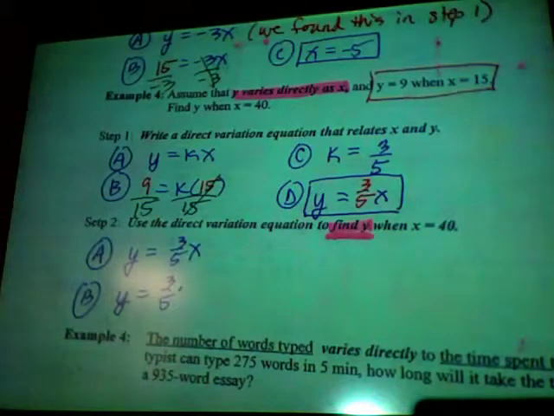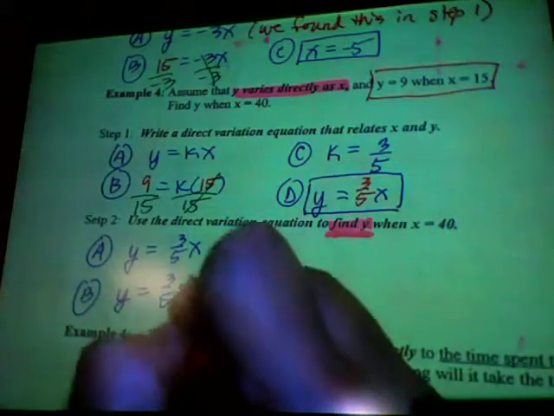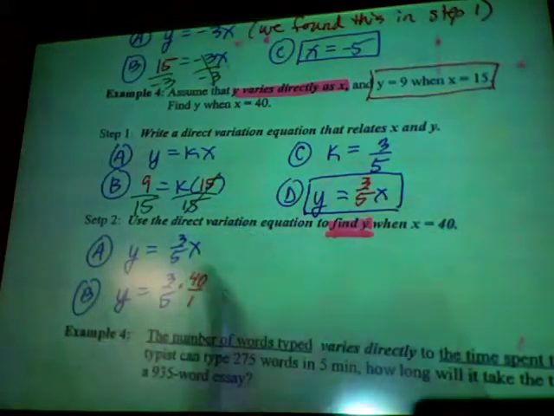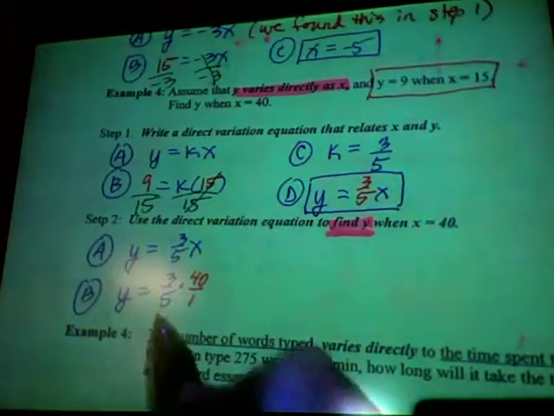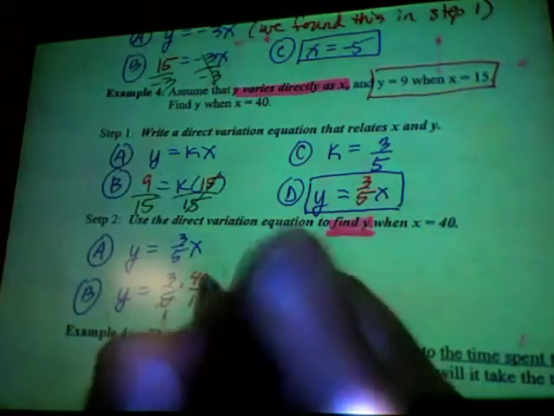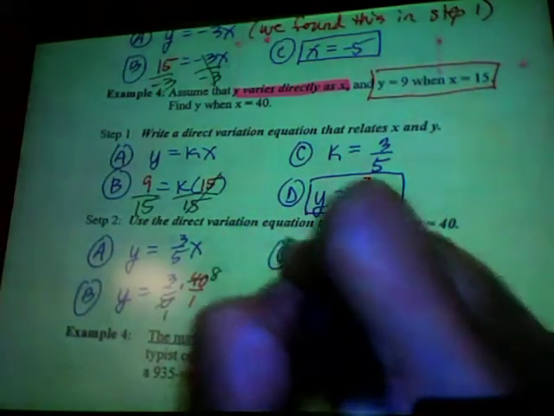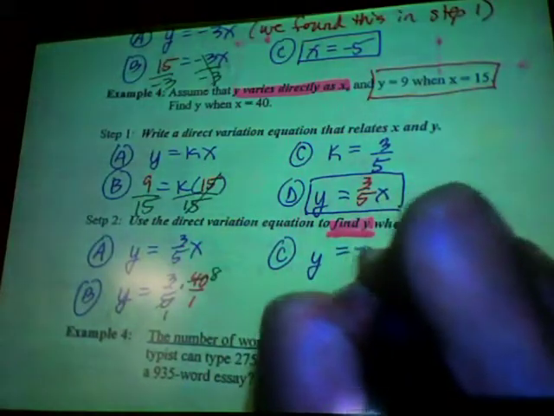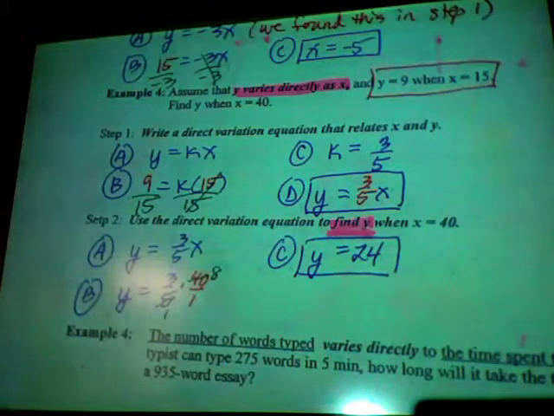When I replace x, because the 3/5 is a fraction, I want to make sure that I write 40 as 40 over 1. Why would I want to do that? So I can do my cross canceling. Does 5 go into 40? How many times? 8 times. And then what's 3 times 8? So then y is equal to 24. When x is 40, y will be 24.